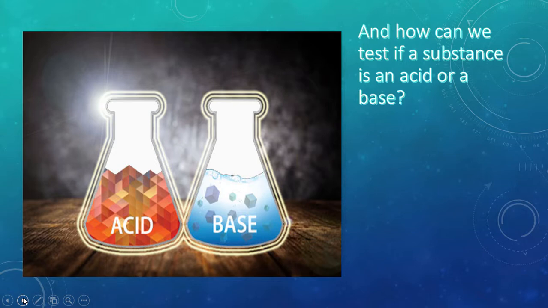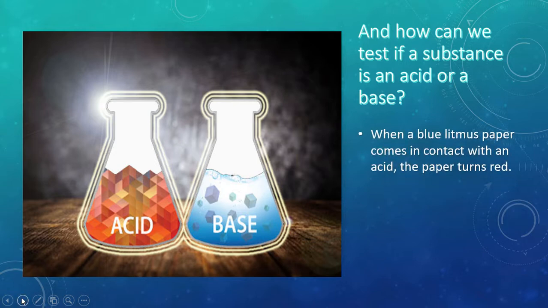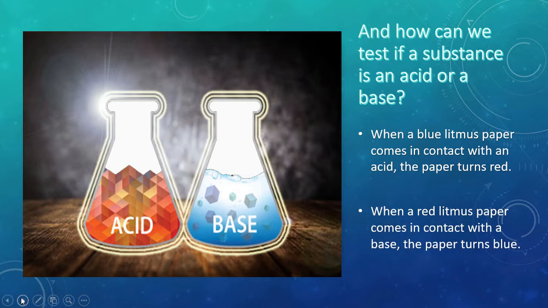How can we at home measure the concentrations and determine if a substance is an acid or a base? If you were to place a blue litmus paper and have it come in contact with that solution, the blue litmus paper would turn red. The red color indicates an acid. But on the other hand, if you were to place a red litmus paper and have it come in contact with the solution, the red litmus paper would turn blue, indicating that you have a base.